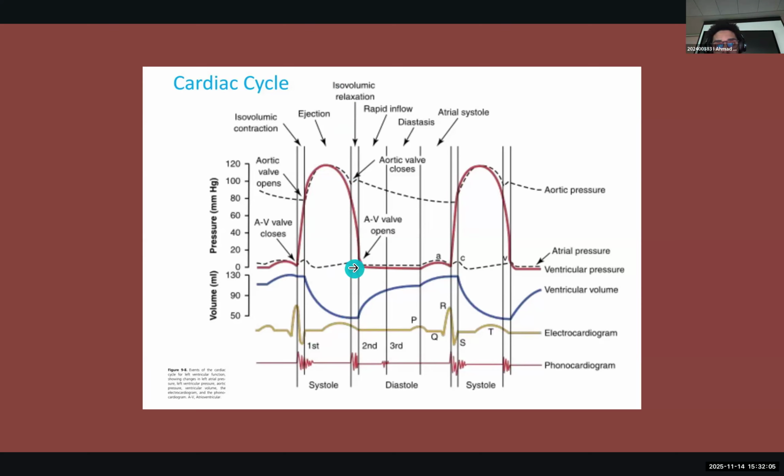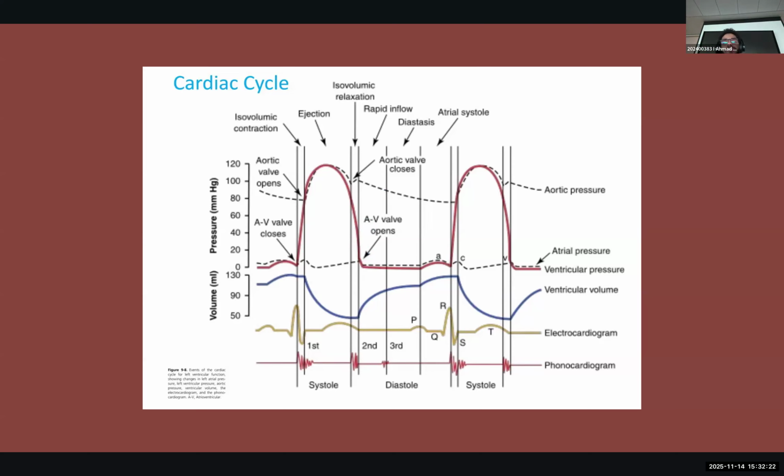When we get to this point specifically, the pressure, as you can see, the dotted line, the atrial pressure, exceeds the ventricular pressure. And when that happens, the mitral valve opens. When the mitral valve opens, remember what we said, this is the answer to the question.